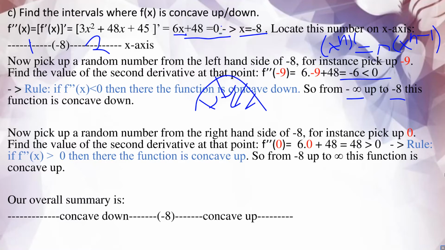Now it's a different answer, because now it's greater than 0. The answer is greater than 0. The same rule says now, if the second derivative is greater than 0, then the function is concave up, which means it should look like this. Okay? So from minus 8 till infinity, because there is no end of this interval, this function is concave up. So our overall summary is this. Up to minus 8, it's concave down, and after minus 8, it's concave up. Around here, it looks like this. Around here, it looks like this.